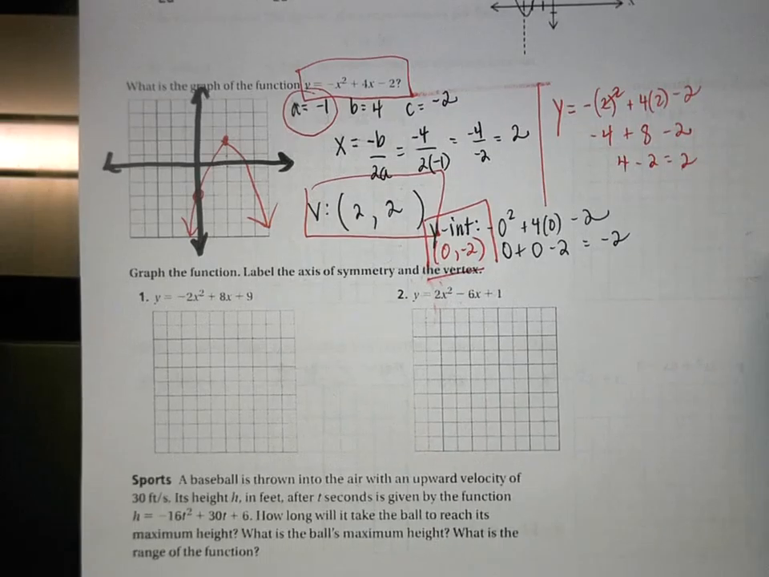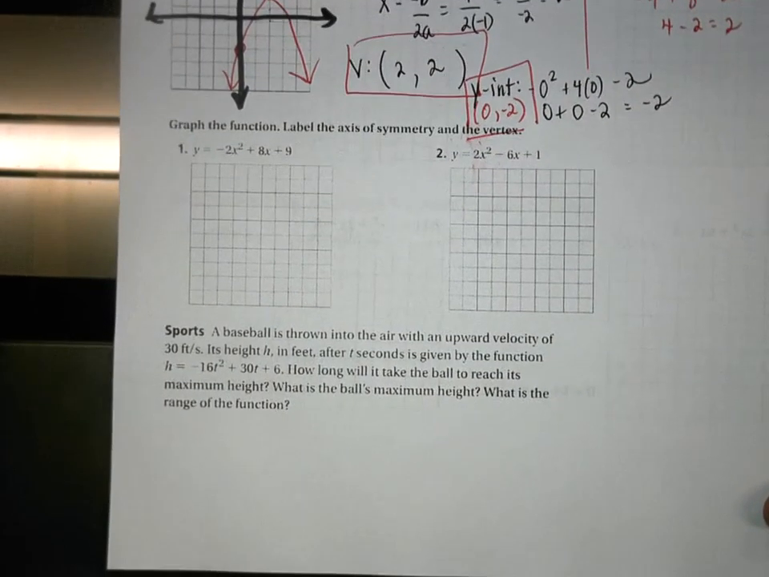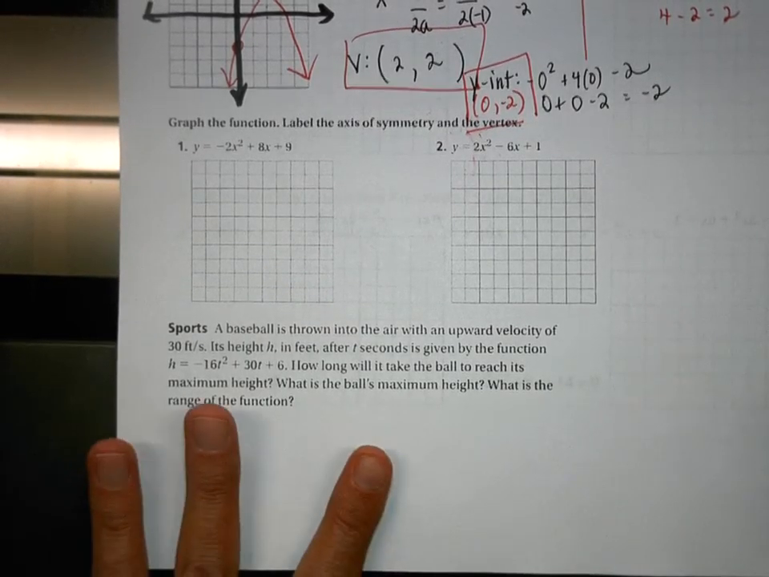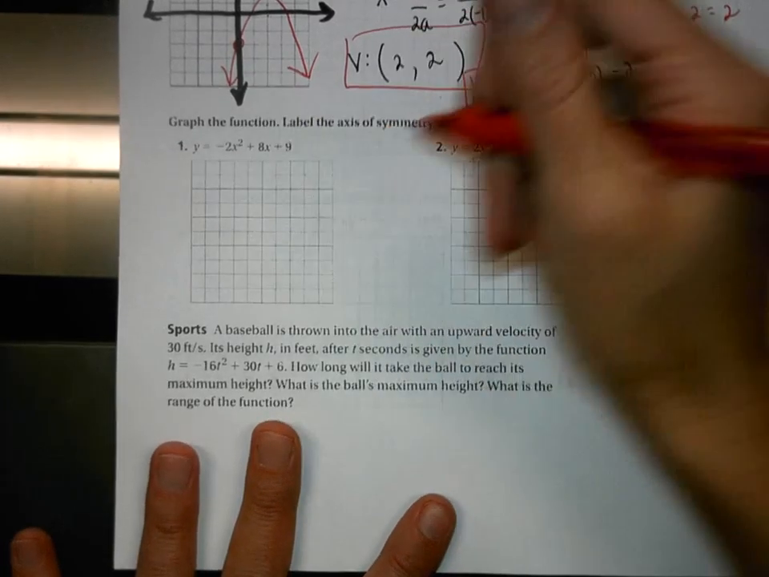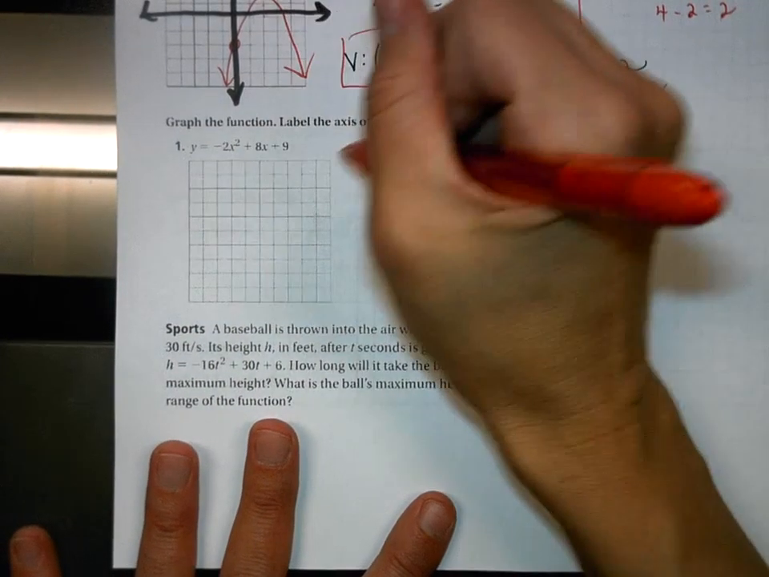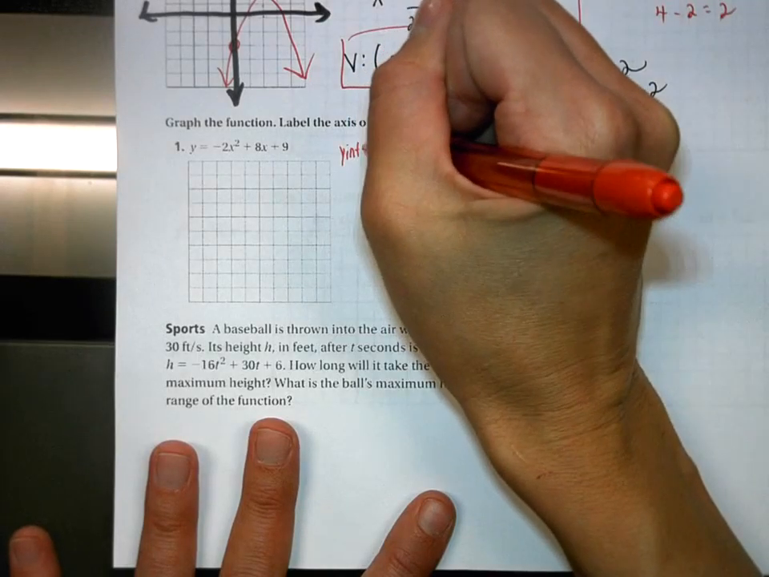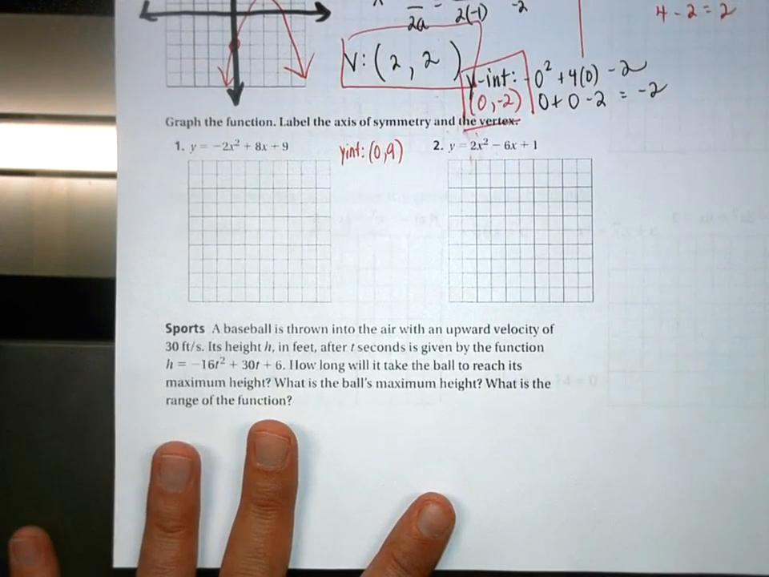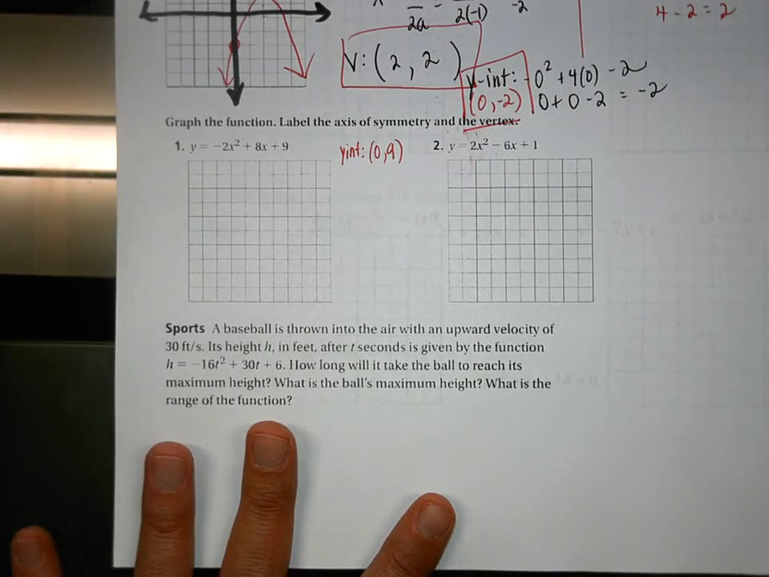All right, so let's go to number 1. And we're gonna try to do this again. First of all, before I do anything, do you guys know what my y-intercept would be? Right, if you plugged in 0 for these, you'd end up getting positive 9. Good. So my y-intercept value is at (0, 9). Are we good with that?